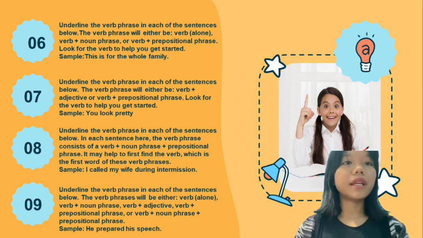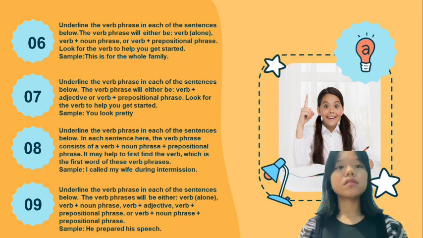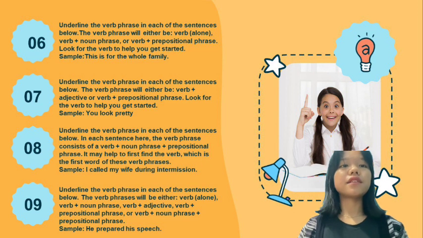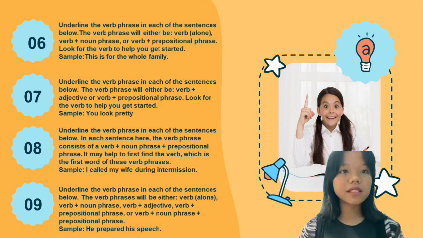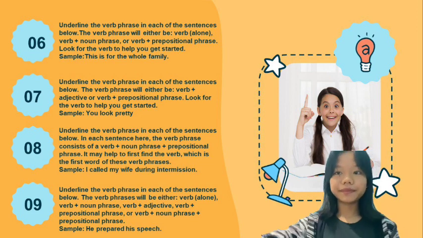Nine is: underline the verb phrase in each of the sentences below. The verb phrase will be either a verb alone, verb plus noun phrase, verb plus adjective, verb plus prepositional phrase, or verb plus noun phrase plus prepositional phrase. Sample is: he prepared his speech.